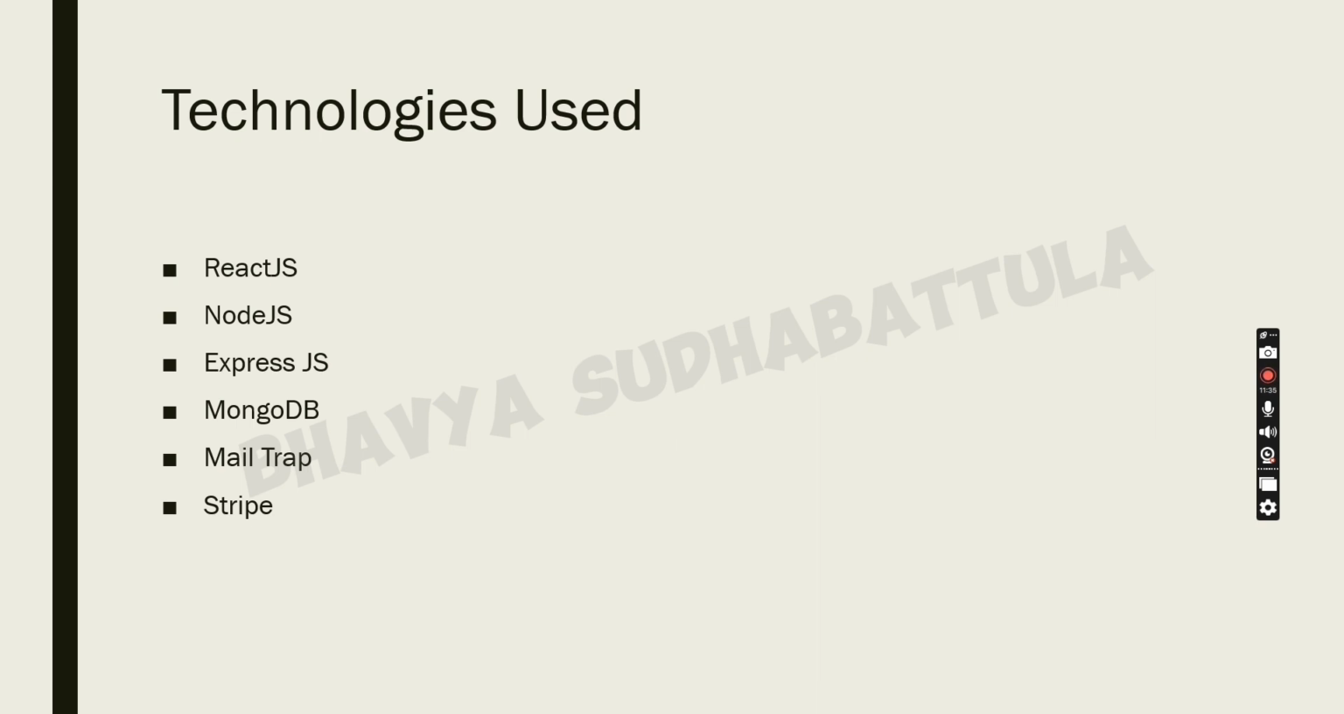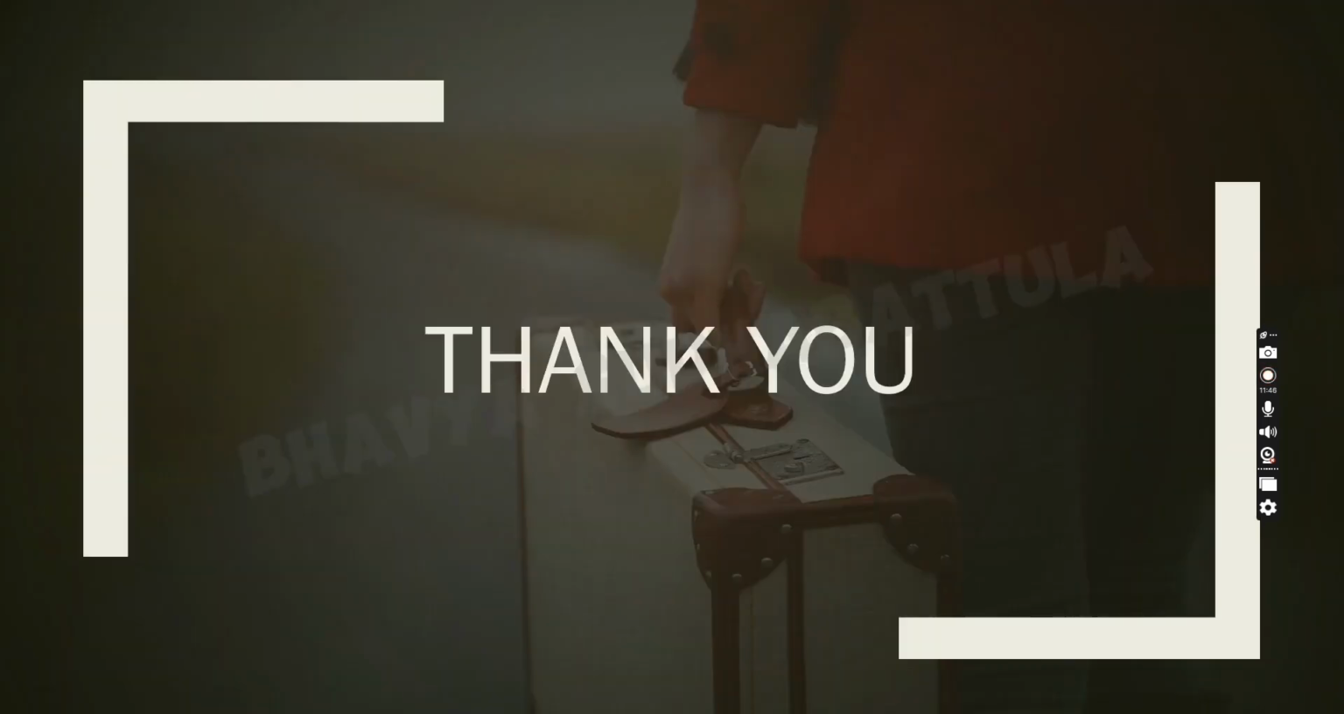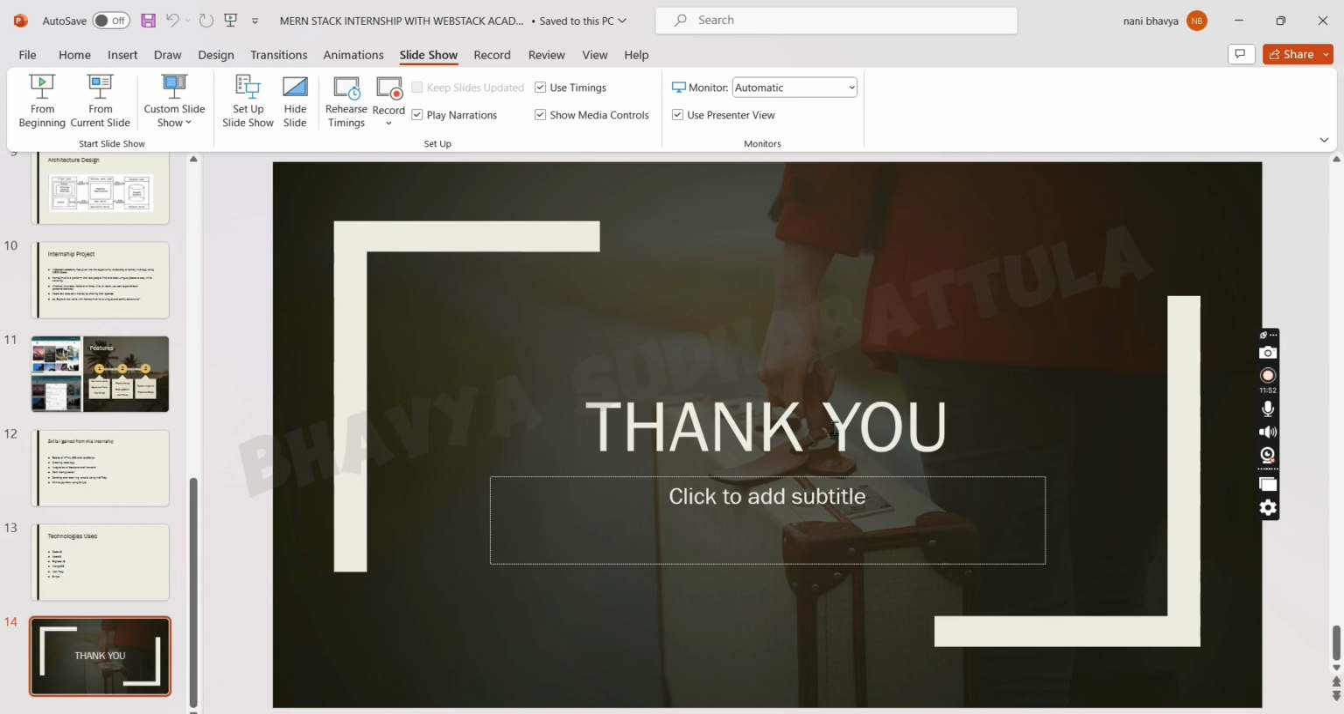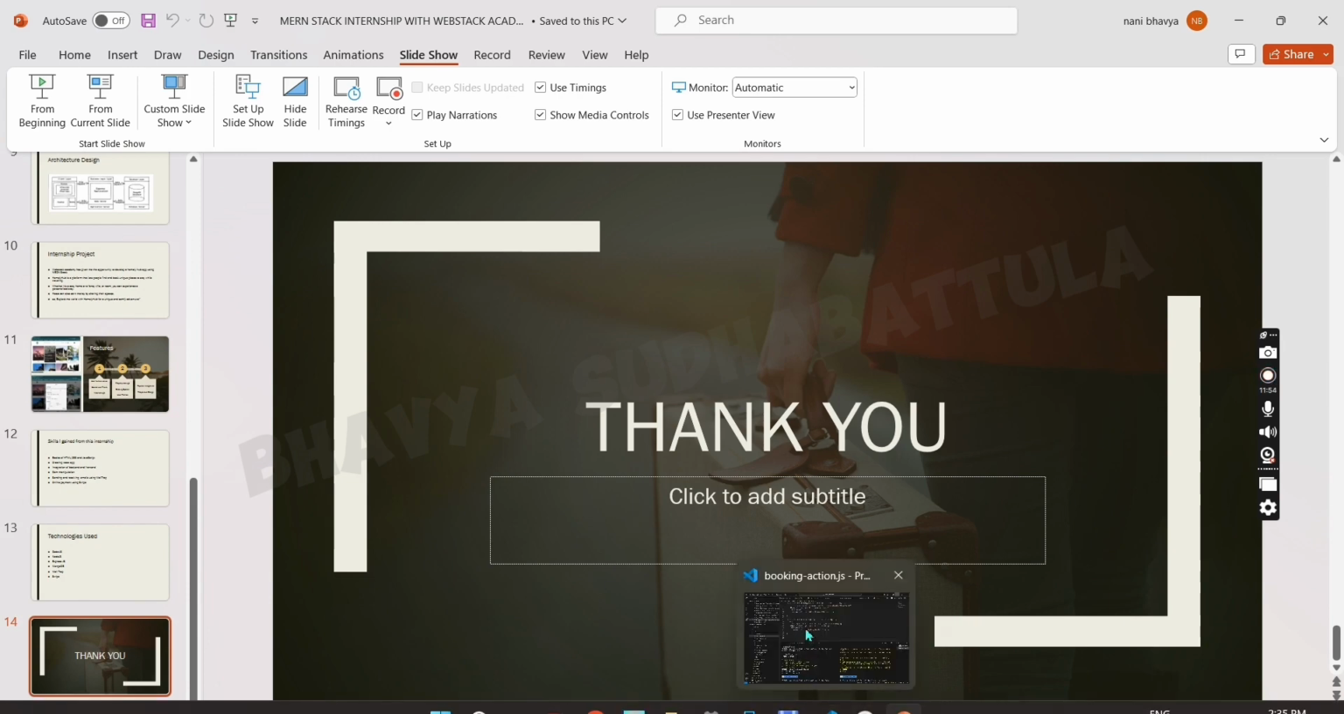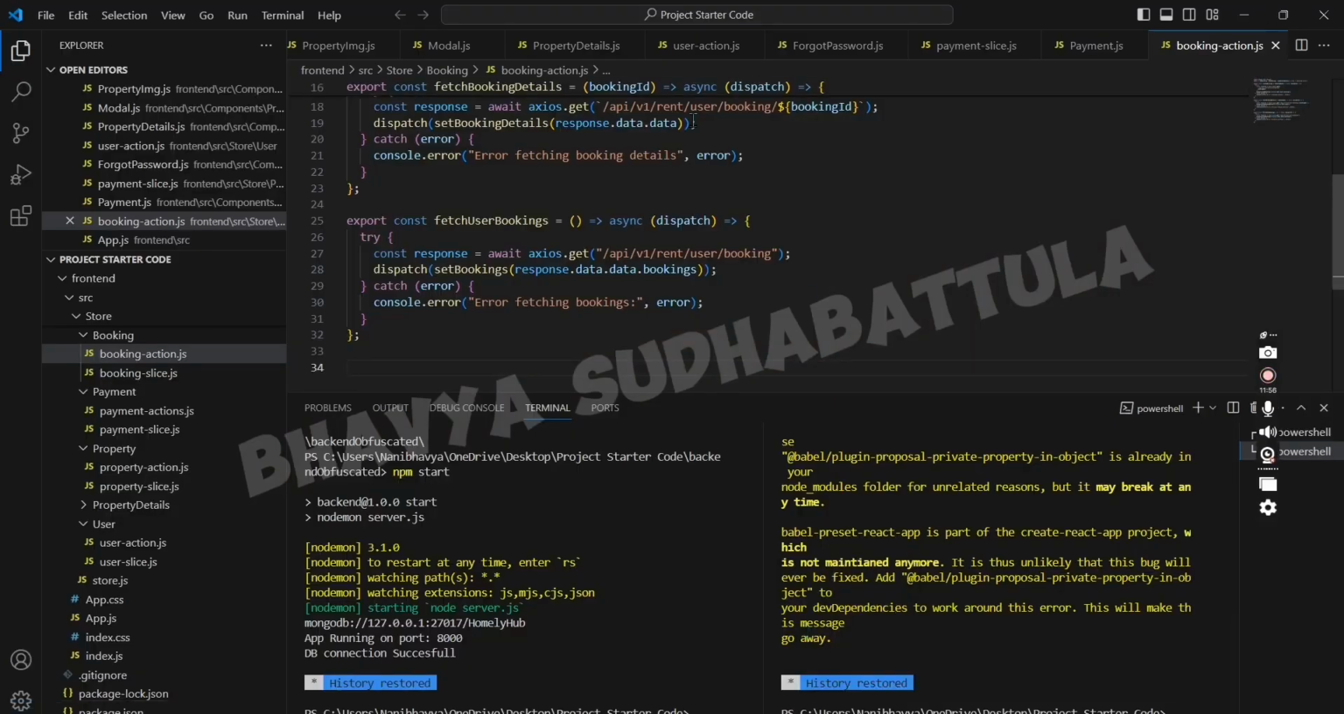Now let us see the project technologies I used: React.js, Node.js, Express.js, MongoDB, MailTrap and Stripe. React.js, Node and Express are the main parts of the MERN Stack, and we know that MailTrap is for receiving mails. And thank you, MERN Stack internship of WebStackAcademy.